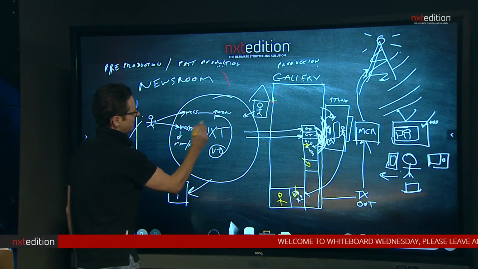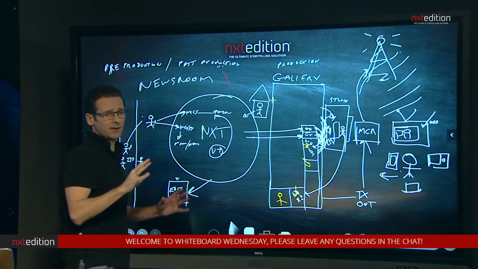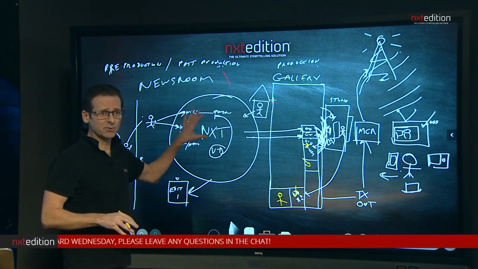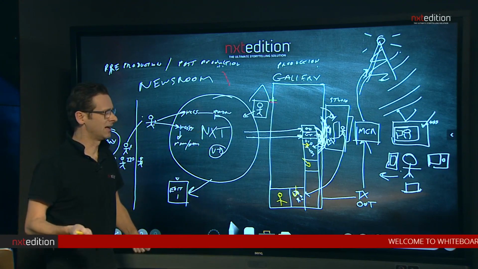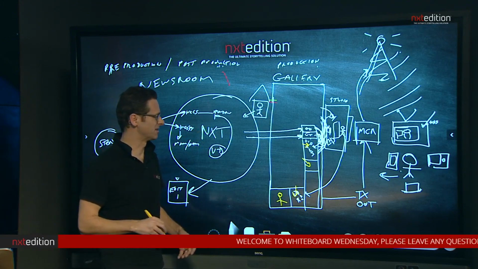So the rundown here, the script, and this is a very fundamental point. We have a single source of truth now, okay? So we haven't got multiple copies of scripts flying around on paper where people have crossed things off on some but not others.